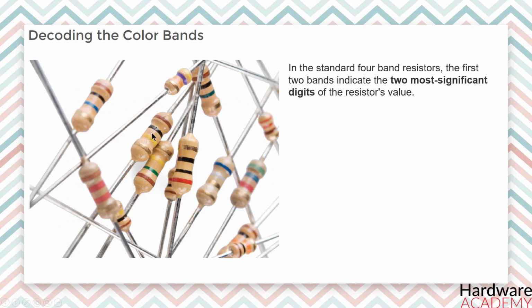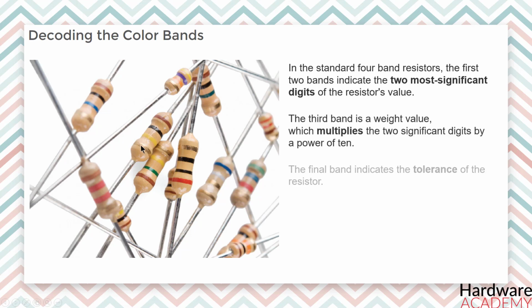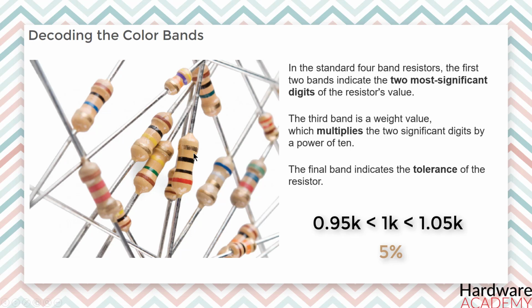In the standard 4-band resistor, the first 2 bands indicate the 2 most significant digits of the resistor's value. The third band is a weight value, which multiplies the 2 significant digits by a power of 10. And the final band indicates the tolerance of the resistor. The tolerance explains how much more or less the actual resistance of the resistor can be compared to its nominal value. No resistor is made to perfection, and different manufacturing processes will result in better or worse tolerances. For example, a 1 kilo ohm resistor with 5% tolerance can actually be anywhere between 0.95 kilo ohm and 1.05 kilo ohm.